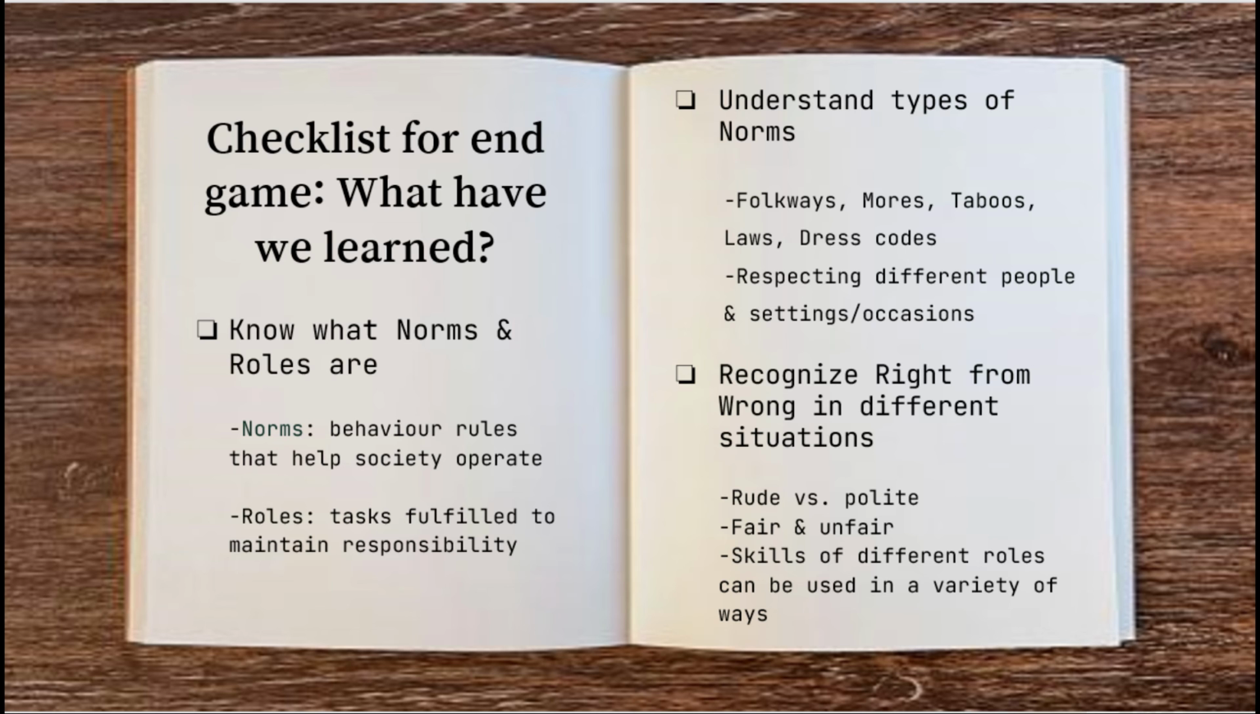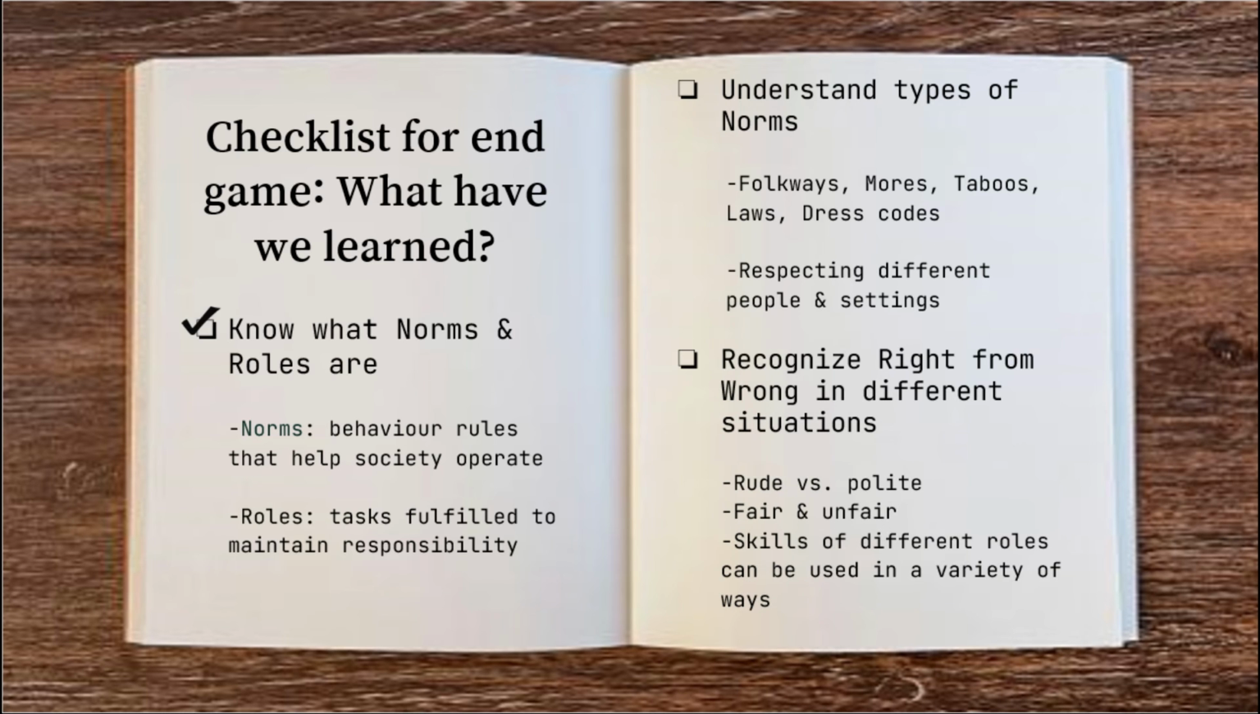Yay! We've solved the issue at the last location. Let's use this checklist to see if we're ready for the game. First, we discovered what norms and roles are. Norms are behavior rules that help people operate in society. Roles are tasks that are fulfilled to maintain responsibility. It also makes people feel ownership for the duties they've been put in charge of.